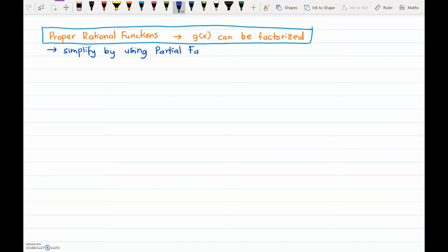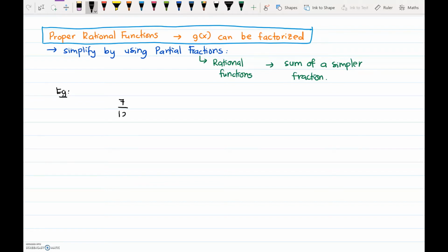What is partial fractions? Partial fractions is a fraction, or a rational function, which can be written in the form of a sum of simpler fractions. For example, in numbers, let's say we have 7 over 12. It can also be written as 1 over 3 plus 1 over 4.